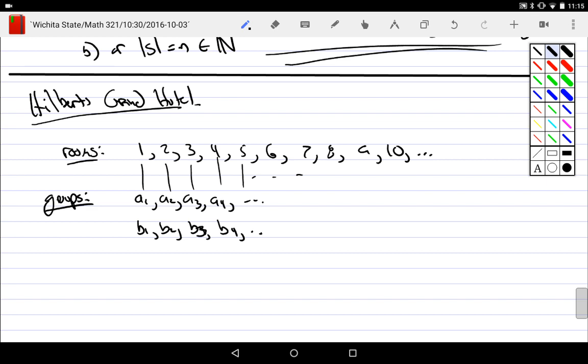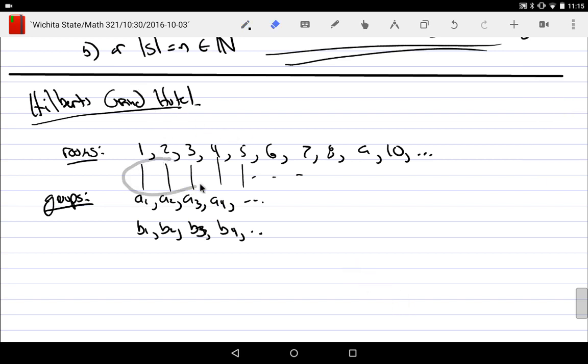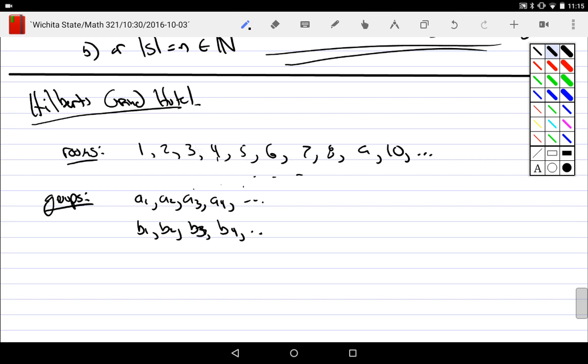So what have I done? If I say, dear Alphas, please take your name, multiply it by 2, and move to that room, that means he goes to 2, he goes to 4, he goes to 6, he goes to 8. Do they all get a room? Yep, they're all going to the evens, right? How many evens are there? They're countably the same size.